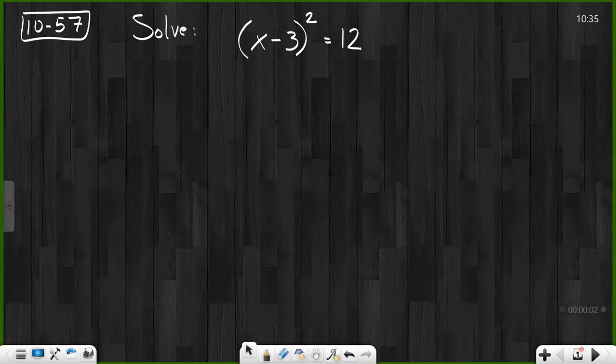Hey, welcome. This is going to serve for our lesson for 10.2.2 if you're absent or if you just wanted to review. Just the way that we solve a perfect square equation, and then it goes into how we solve an absolute value equation. We're going to start off with a perfect square equation.